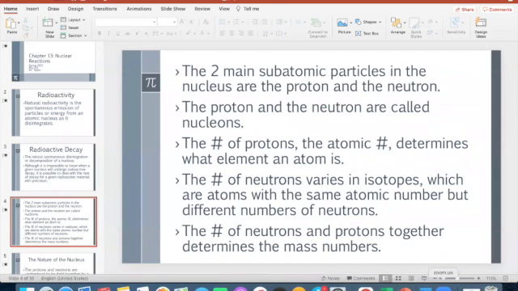The two main subatomic particles in the nucleus are the proton and the neutron, which are called nucleons. The number of protons is the atomic number, which determines which element that atom is. The number of neutrons varies in isotopes, which are atoms with the same atomic number but different numbers of neutrons. The number of neutrons and protons put together is the mass number.